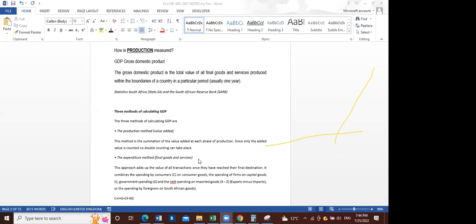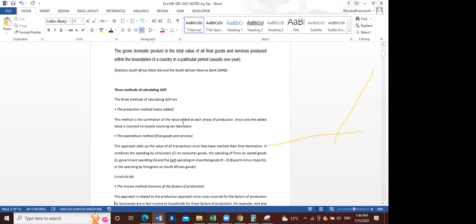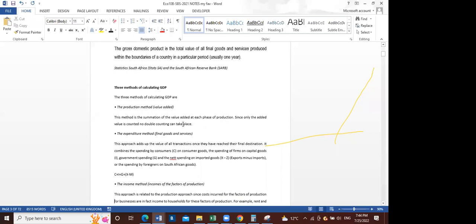So basically, there are 3 methods that we use in calculating GDP. First one is what we refer to as the production method. Then the second one is what we refer to as the expenditure method. Then the third one is what we refer to as the incomes method.